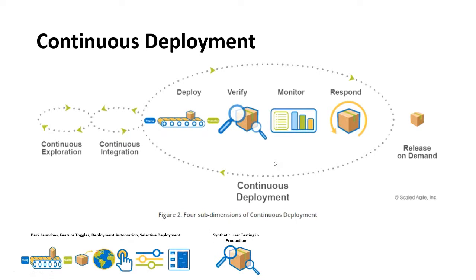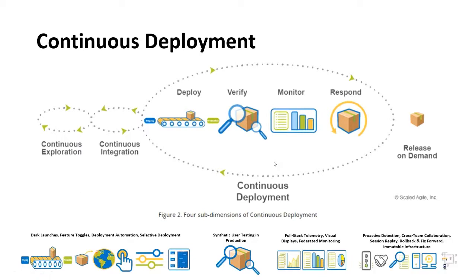Synthetic user testing in production, as I mentioned, is to verify whether or not it's actually working. And then we've got to monitor, so we have to have some full stack telemetry, visual displays, and federated monitoring. All of these different techniques are explained in greater detail in the SAFe DevOps Practitioner course and in many books as well. So lastly, we're going to have to respond. This we need to do through proactive detection, cross-team collaboration, session replay, rollback and fix forward, and immutable infrastructure.